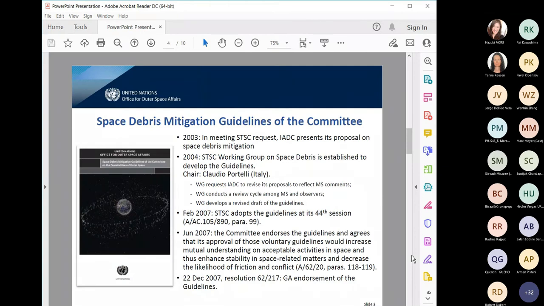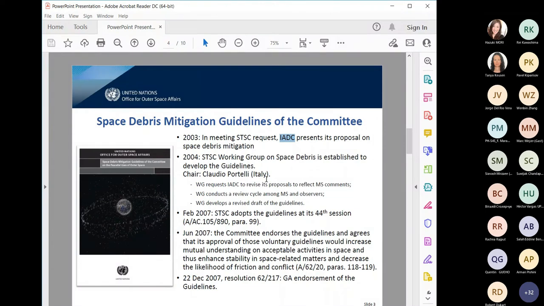So, Space Debris Mitigation Guidelines at the committee. It started in 2003 when the Inter-Agency Space Debris Coordination Committee, or IADC, a specialized body consisting of space agencies looking specifically at the problem of space debris, presented its proposals on space debris mitigation to STC. The next year, the STC working group on space debris was established, and the main task was development of the guidelines. The working group was chaired by Italy.